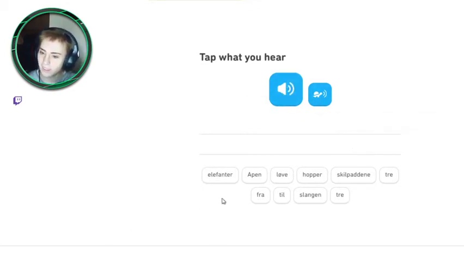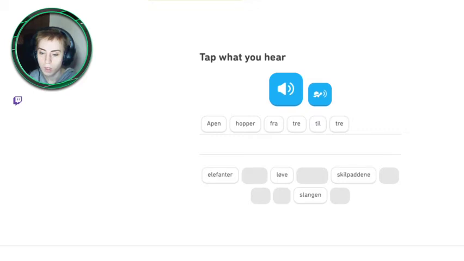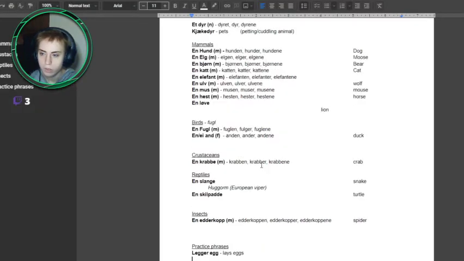Apen hopper fra tre til tre. Apen hopper. The ape jumps from tree to tree. Fra tre til tre. Okay, that means it can also mean the monkey. Interesting.